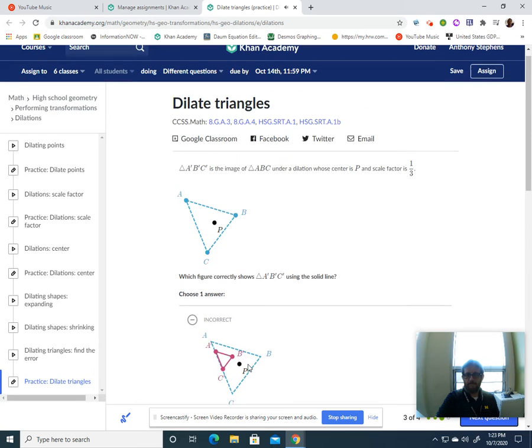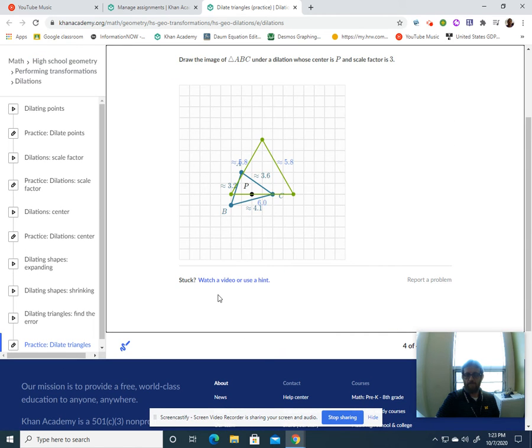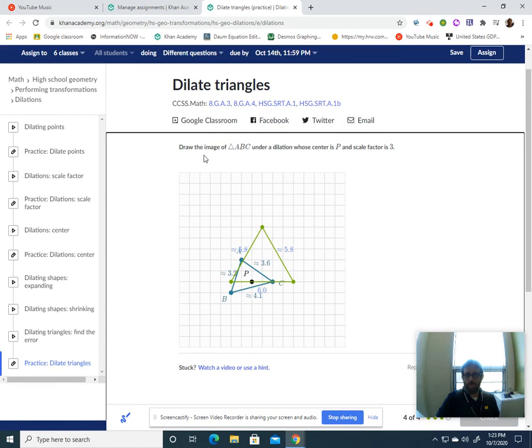All right. So we'll go on to our last question. So we're doing it again. Draw the image of triangle ABC under a dilation whose center is P and a scale factor of 3. Okay, so the hard part about this is that you want to think of P as being the origin.